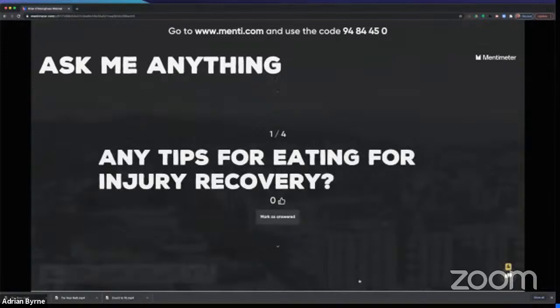Any tips for eating for injury recovery? Yeah, 100%. There's a few things you want to tick off here, and most of them were already covered, but protein intake is very, very important. So definitely making sure you're eating enough protein to help that injured area recover. Because as I said, the body is made up of protein. Everything that's not water is pretty much protein. So that is really important.